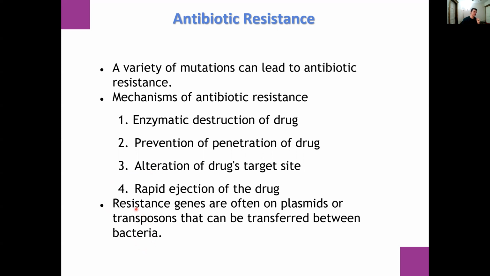And then these resistance genes are often on the plasmids. I have mentioned this in previous lectures. Oh, sorry, I skipped one here. So the rapid ejection of the drug: when the drug enters, think of the microbe as spitting it back out immediately. Okay, so that is what the genes will code for. It'll give the microbe one of these abilities, or a combination of these abilities. And these genes are carried on the plasmids, also known as the transposons, and they can be transferred between the bacteria. So you don't need a replication to occur for these genes to be transferred between the different bacteria.